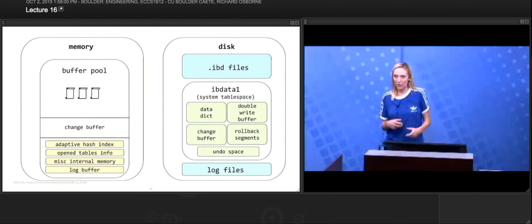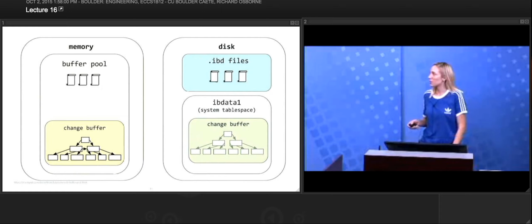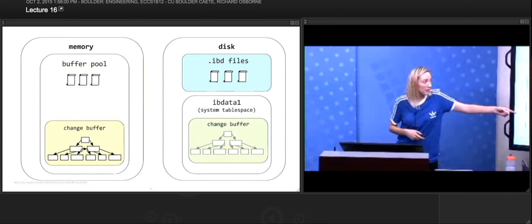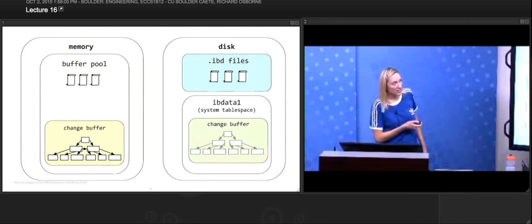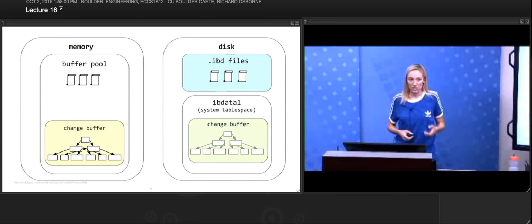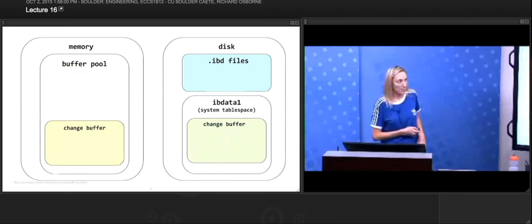I'm going to go through some specific data structures in InnoDB that are really relevant and interesting for this project. Specifically, we're going to look at the buffer pool in memory and the change buffer. Remember, that's the iBuff in memory. And then their corresponding files on disk. On disk, you have the IBD files. Those are the actual data files, so your table data and your index data. And then the change buffer on disk, where it's persistently stored.